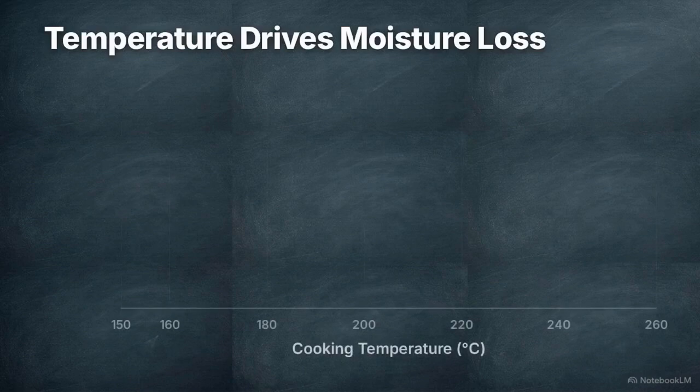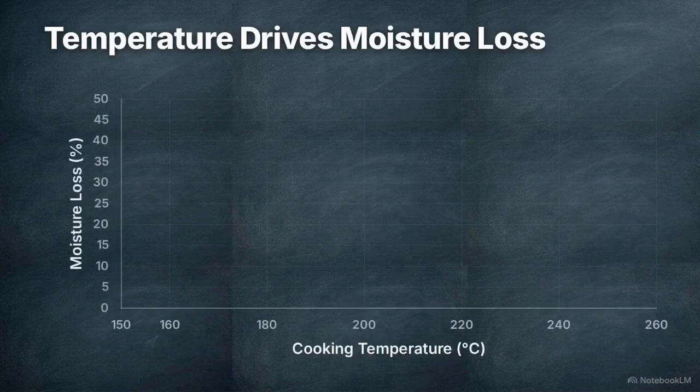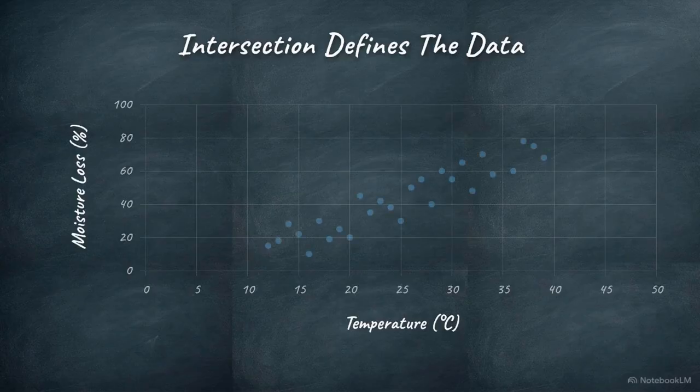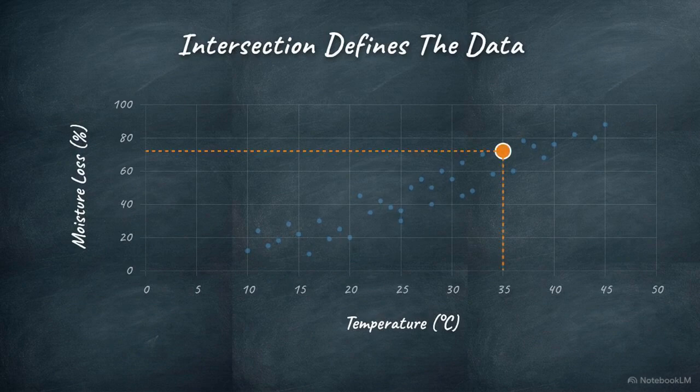To measure dependencies, we expand the scope to 2 dimensions using scatter plots. This allows us to track values across 2 different attributes at the exact same time. This scatter plot demonstrates the 2-dimensional architecture. The x-axis tracks the independent variable, books read, while the y-axis tracks the dependent variable, total pages read. The independent variable is the condition you measure directly, while the dependent variable is the outcome you are tracking. Every singular dot in this matrix represents a unique intersection of those 2 variables for one specific data point.